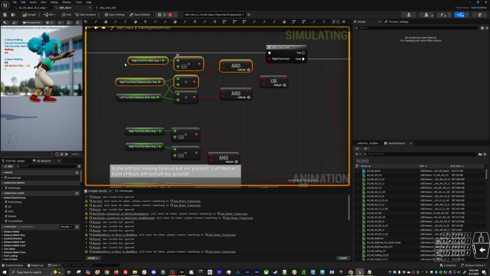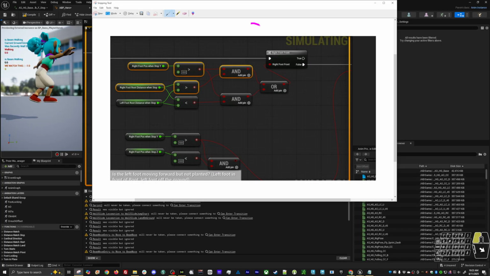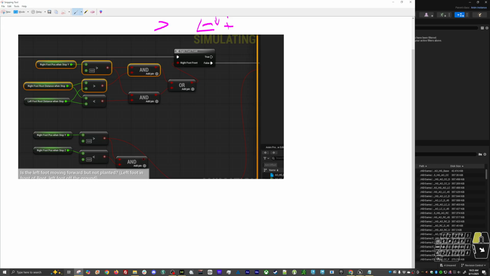So we're passing that all through an OR. So on this first one, we're saying the right foot position when stopped y is greater than 1. So let's say if you're greater than 1, that means the root is here and the right foot is back here. So behind, there's the right foot. We're going to be behind the root. So if you're greater than 1, remember -1, so less than 0. I'm sorry, greater than 0. If you're less than 0, that means you're a -1. That means your right foot would be in front of the root.